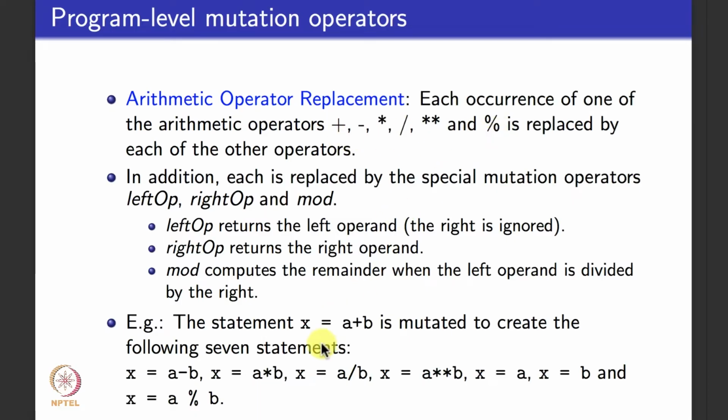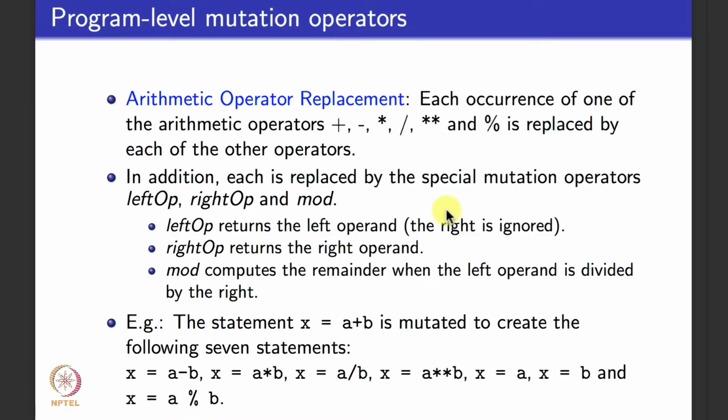Now if you look at the example, let's say there is a statement that looks like this: x is equal to a plus b. It has one arithmetic operator in it. This is the plus. So I could create 7 different mutations of this statement based on my need, where I replace this arithmetic operator plus with either minus or star or slash, which is division, or exponent, or there are 2 other special things where I knock off one of the operands. I retain only the left operand. Here I retain only the right operand, or I could replace this arithmetic operator with a mod.